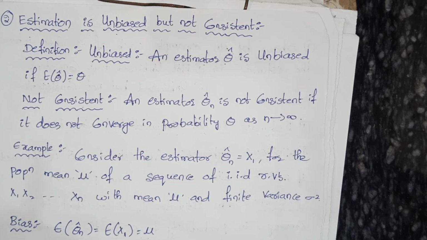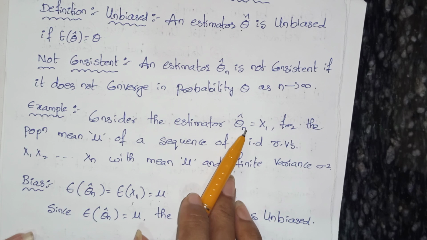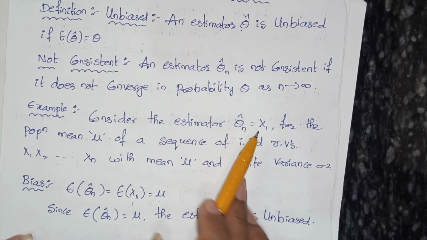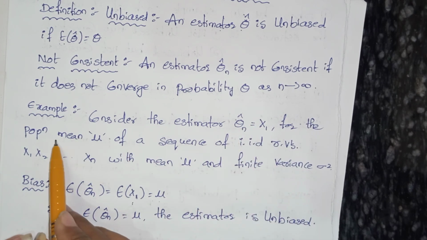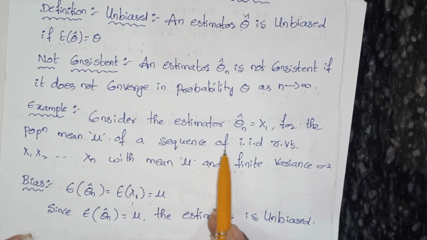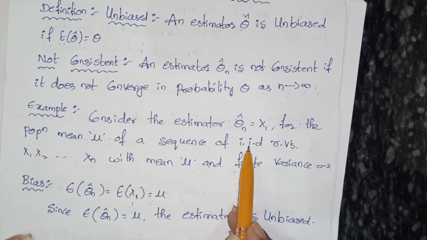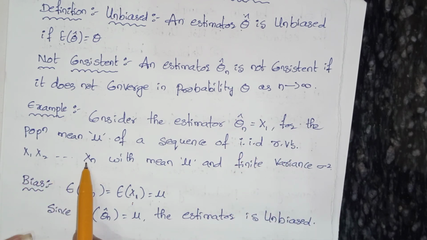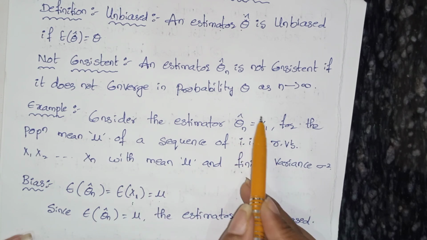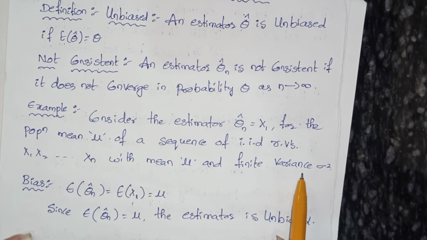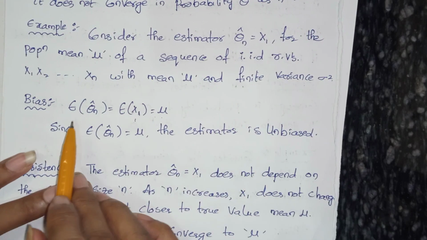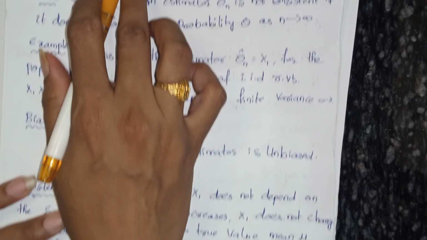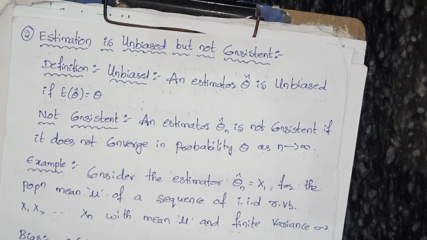Okay, let's see one example. Consider the estimator theta n equals x1. This is an estimator for the population mean mu of a sequence of IID random variables, identically and independent random variables x1, x2 and so on up to xn, with mean mu and finite variance sigma square. That means this estimator has mean mu and variance sigma square. So here we are going to prove the first one, that it is unbiased.